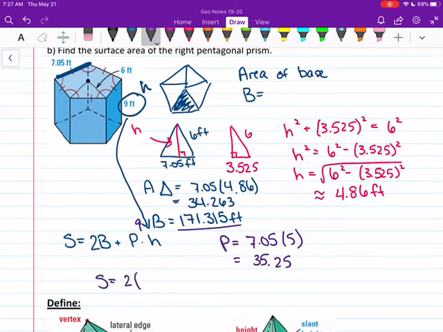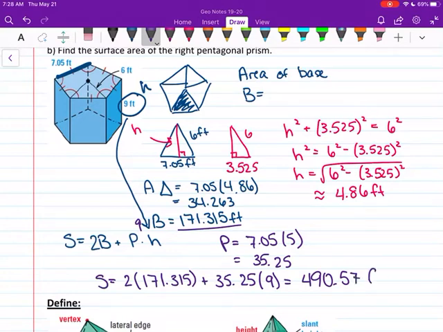So my surface area is 2 times 171.315 plus 35.25 times the height of my prism, which is 9. Let's see here. Okay, so add 35.25 times 9. Plug it into my handy dandy calculator, and I get about 490.57 square feet. Even though it's 3-dimensional, we're still only measuring area, so we're using units squared here.